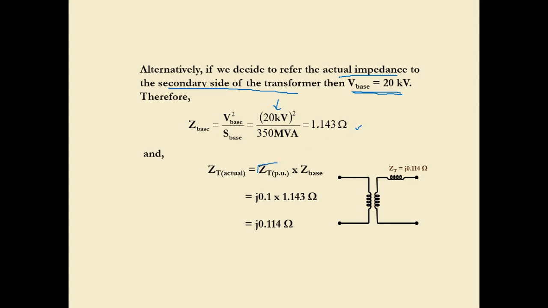Since we have ZT per unit from the question, and using the above calculation, we get the ZT actual once we refer the transformer impedance to the secondary side, which is 0.114 ohm. So now we have relocated the transformer impedance to the secondary side of the transformer.